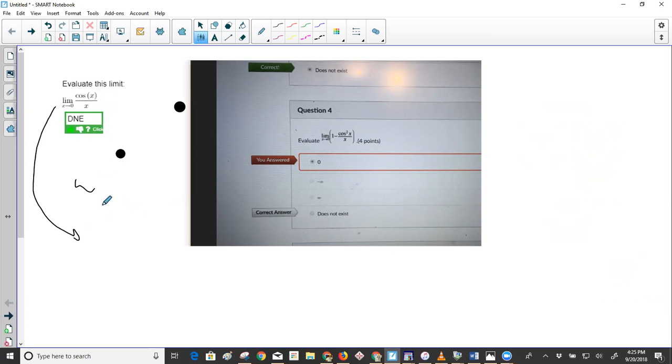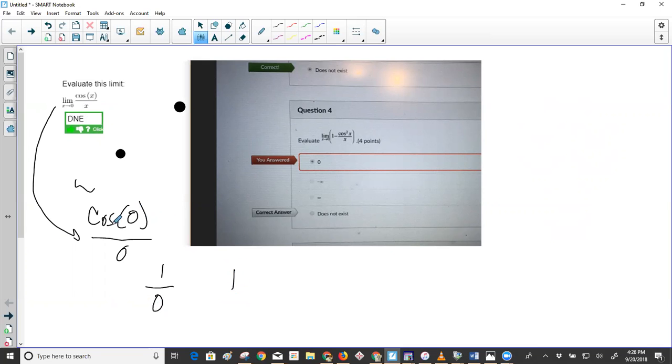Cosine of x over x. Well, if you remember from your work in pre-calc, when I'm finding a limit, I substitute in the values, right? So the cosine of 0 is 1, and the denominator is 0, and that's undefined, of course, because we can't divide by 0. But what we're actually trying to do is find a limit. So we're approaching 0.